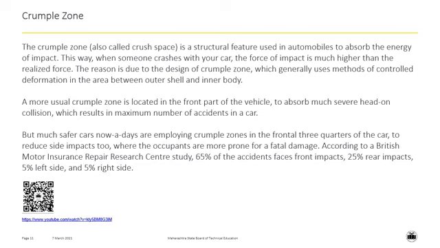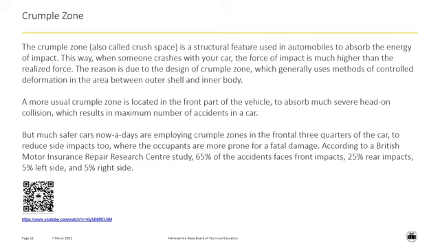Now let us see the third passive safety system, that is Crumple Zone. Crumple Zone, which is also called crush space, is a structural feature used in automobiles to absorb energy of impact. This way, when someone crashes with your car, the force of impact is much higher than the realized force. The reason is the design of the crumple zone, which generally uses methods of controlled deformation in the area between outer shell and inner body.